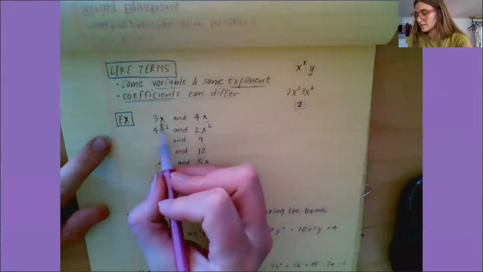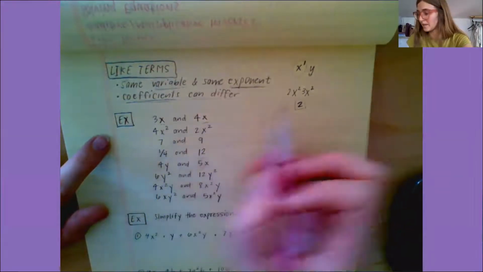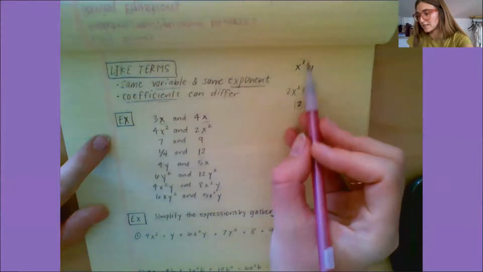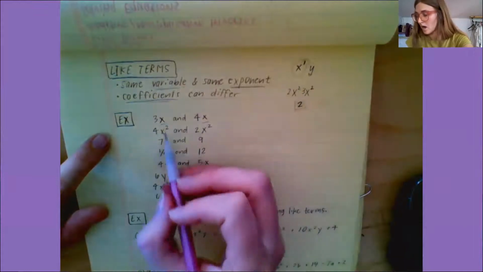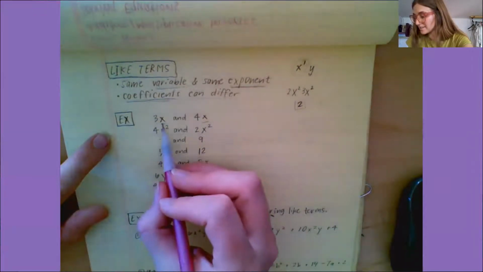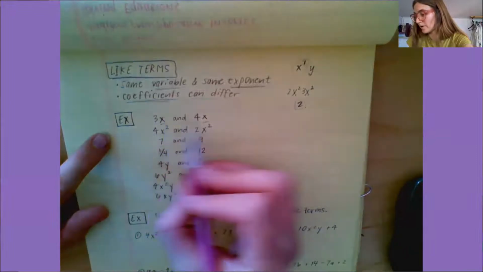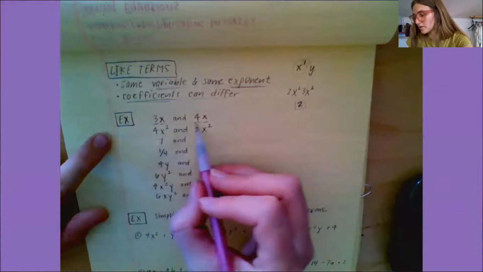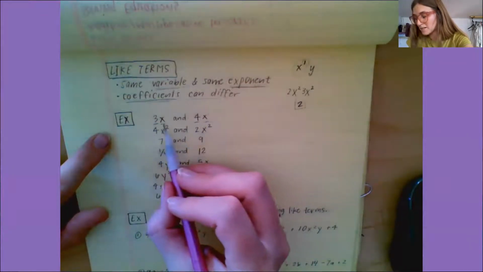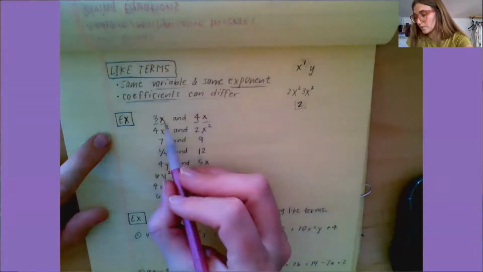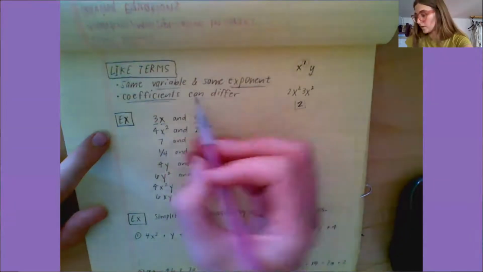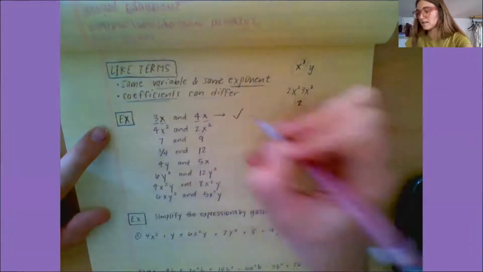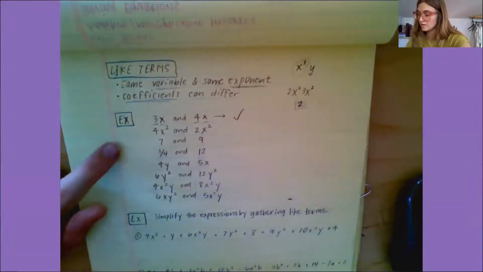So we have 3x and 4x. Like I said, if a variable does not have an exponent, then we can assume its exponent is just 1. So we have x and x, both raised to the power of 1, and their coefficients are 3 and 4. So coefficients are different, exponents are the same, and variables are the same. Therefore, yes, these are like terms. Now let's go on to the next one.